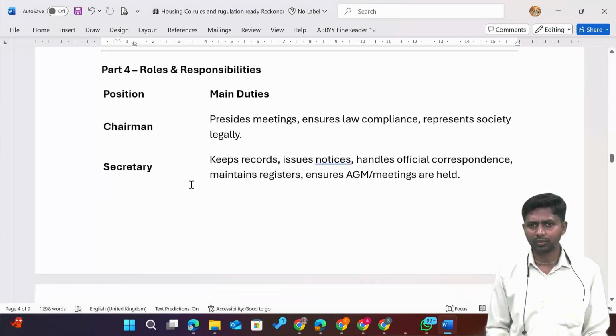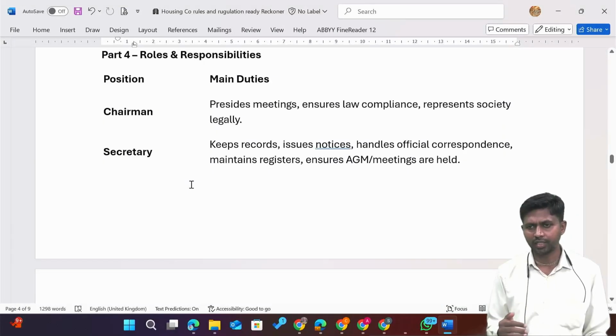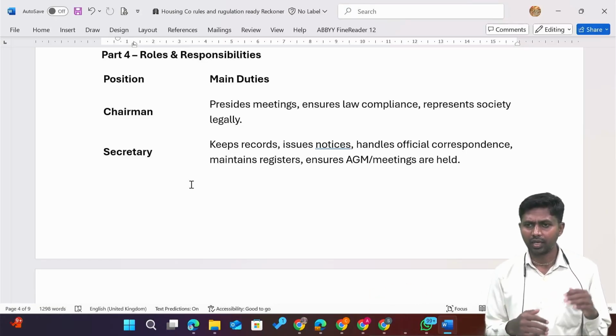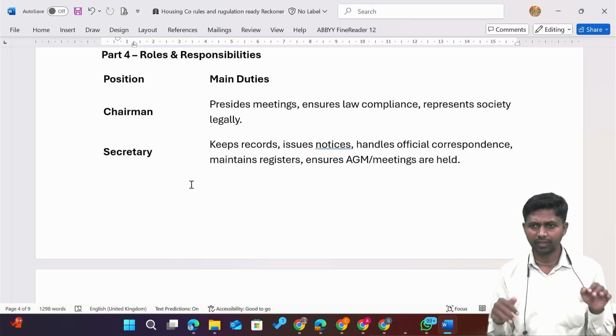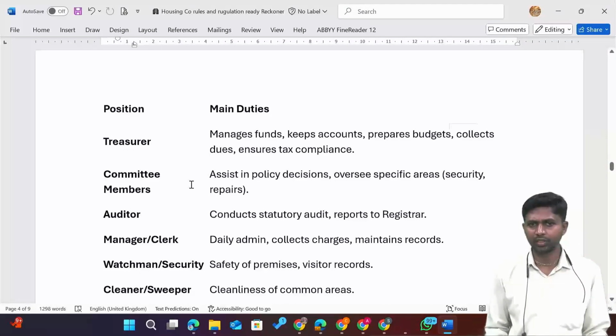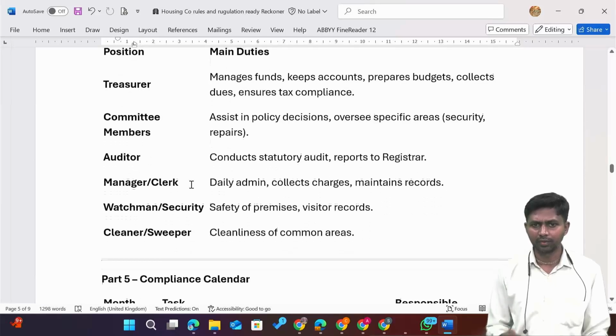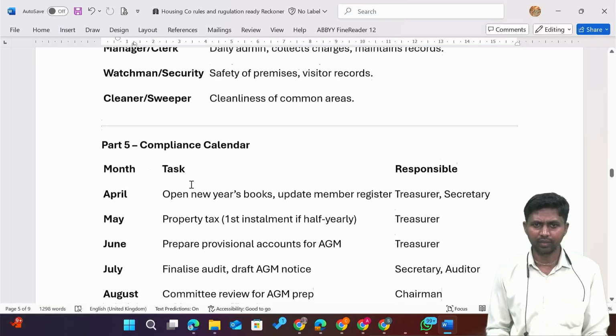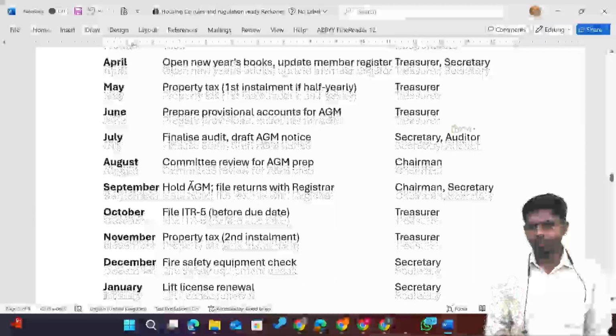Then roles and responsibilities, you'll find positions in the societies. If the society is small, then you will find a board of at least 5 members, 5 to 11 members. In that board, you'll find positions like chairman, secretary, treasurer, and then others are committee members. Then you'll find auditor, manager if appointed, then clerk, accountant, watchman, security, sweeper, cleaner, etc. Correct.